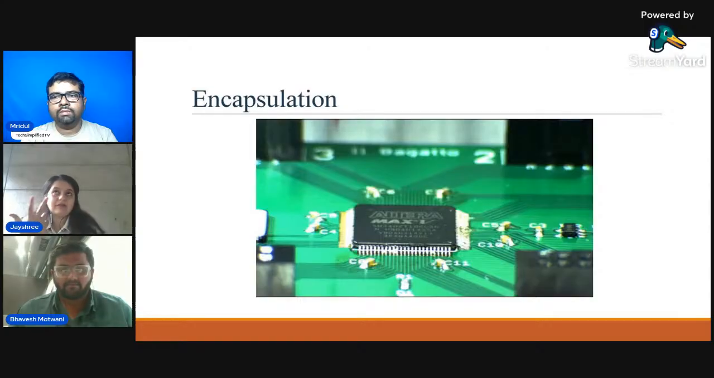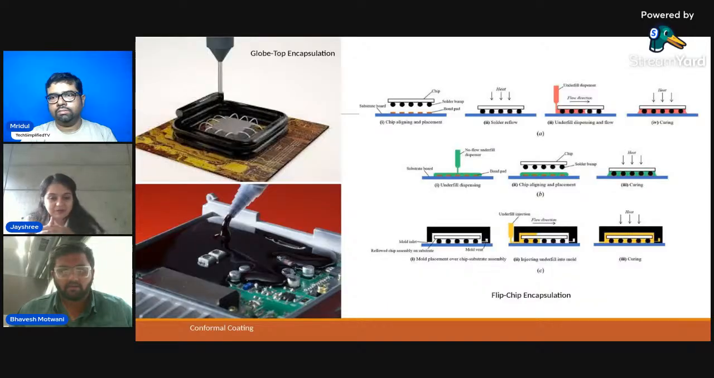The applications for which we use this flip chip technology are processors like GPUs and CPUs, then RF and high speed communication ICs, then high performance FPGAs, and eventually camera modules and sensors also. After the flip chip, once the device has been flipped, we go for the encapsulation process.